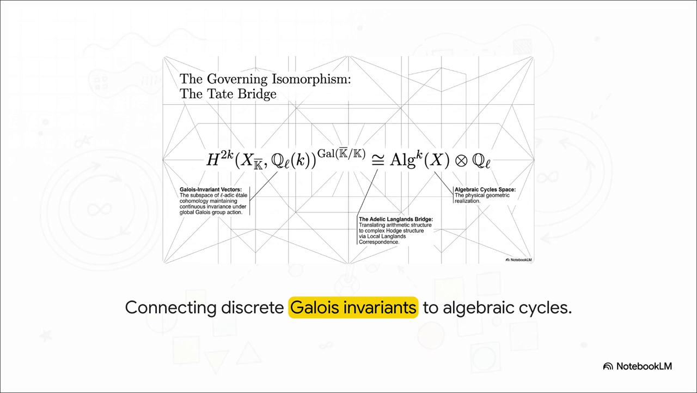And this brilliantly sets up our governing isomorphism. We've got the Galois invariant vectors on one side and the algebraic cycle space on the other. The Adelic Langlands program acts as the ultimate translation layer here, bridging this arithmetic structure directly to the continuous complex Hodge structure at the Archimedean place via the local Langlands correspondence.